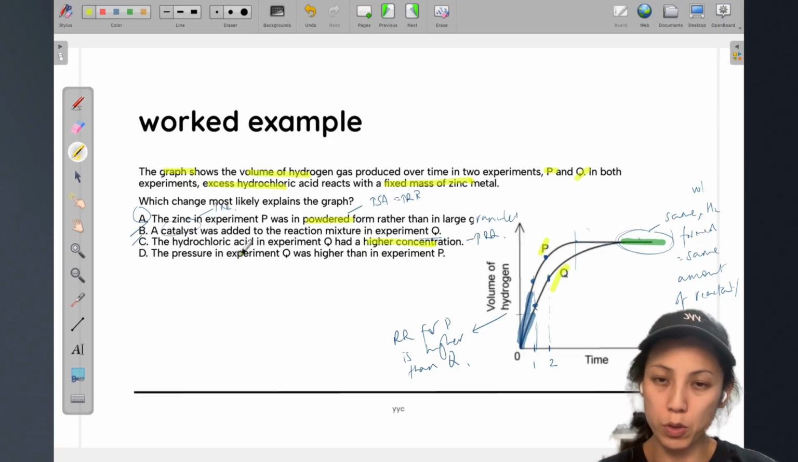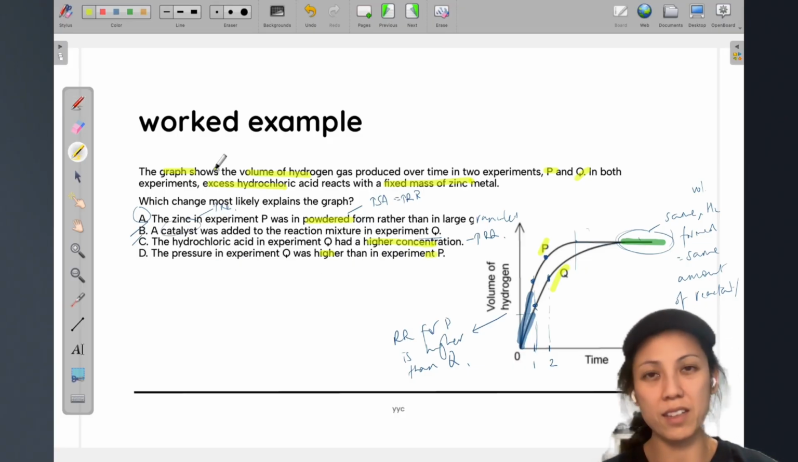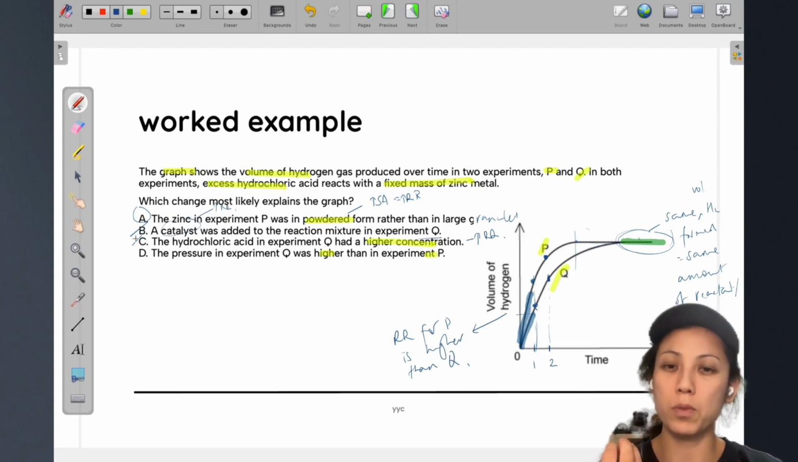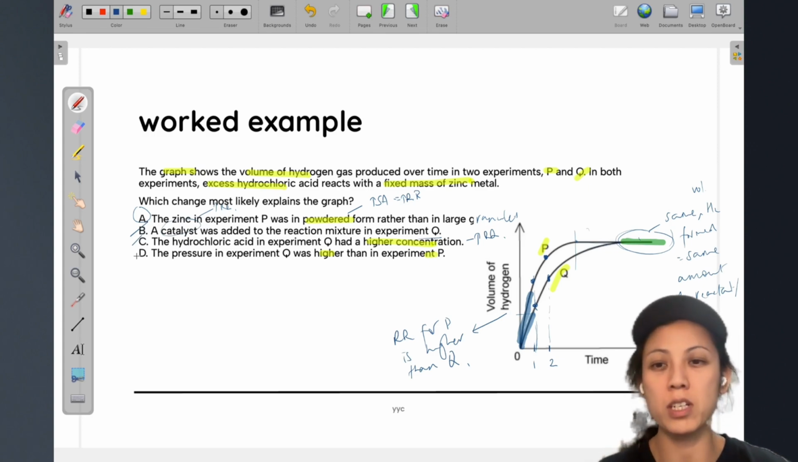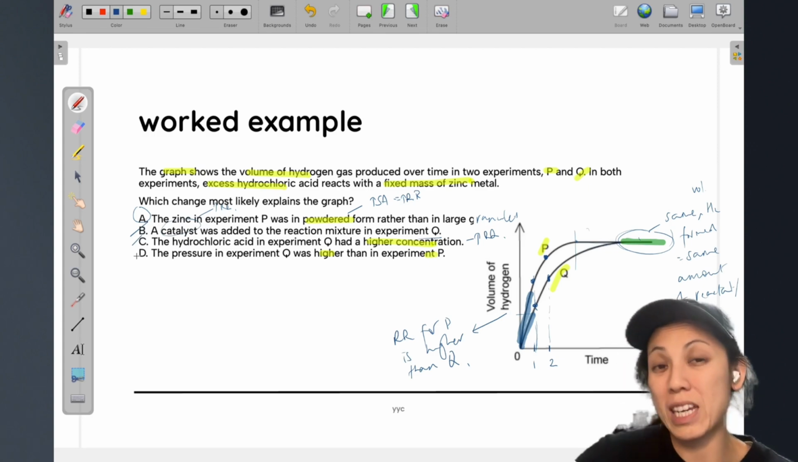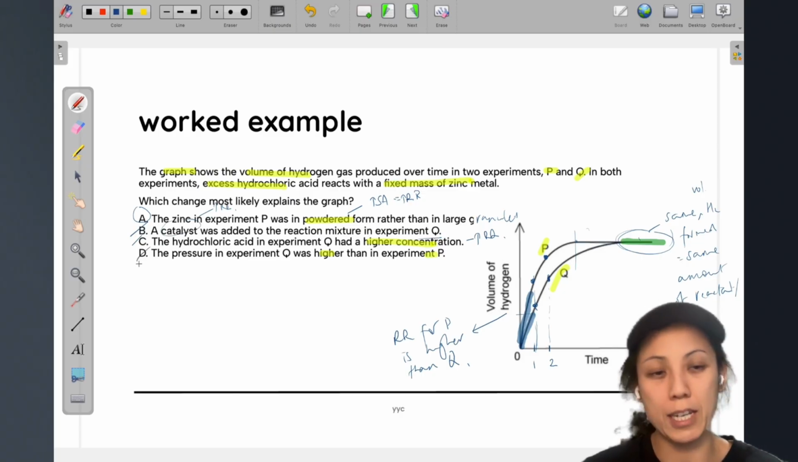The pressure in Q was higher than P. Again, not right. Why? Because Q actually has a lower rate of reaction. If you increase the pressure, chances are you're going to increase the rate of reaction, so it can't be it.